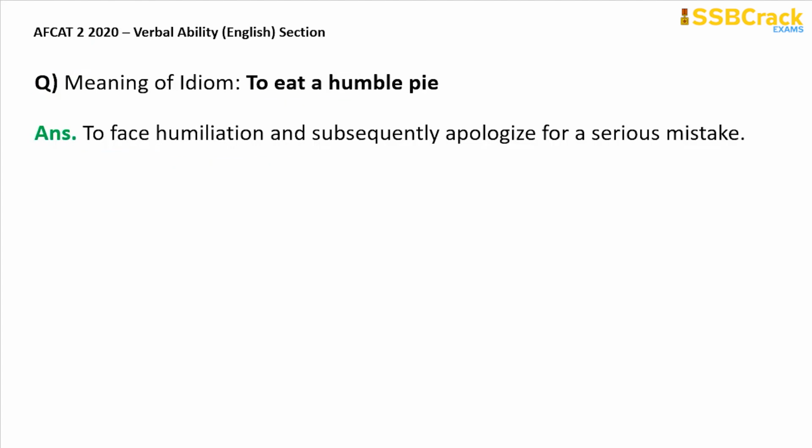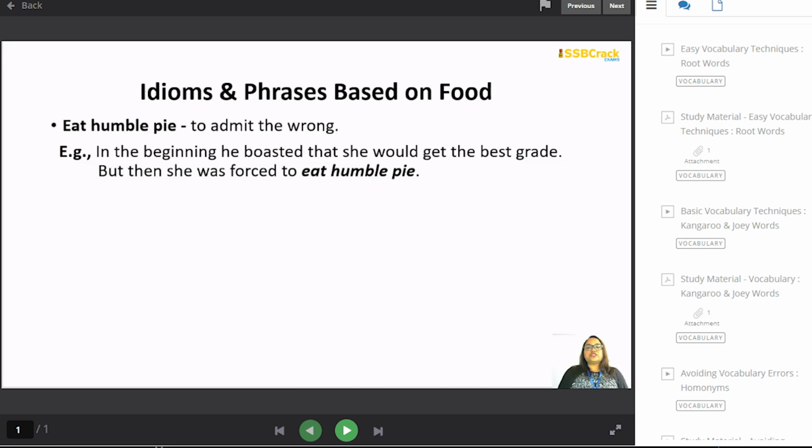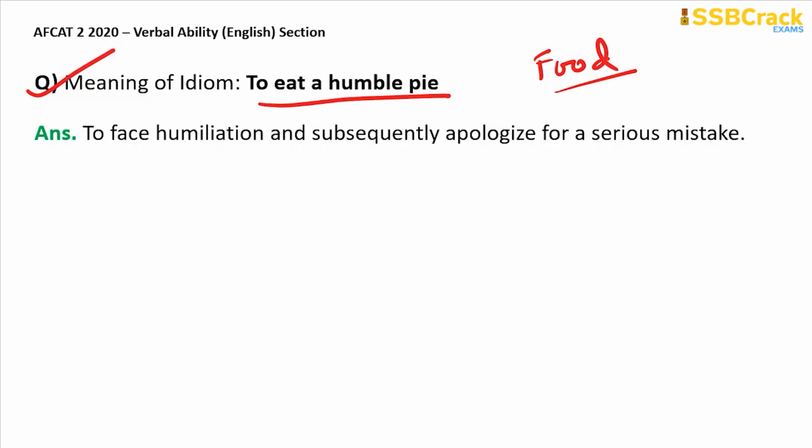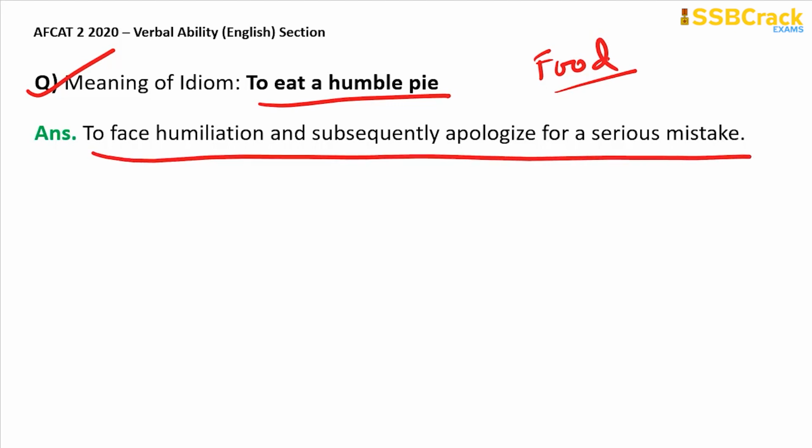The next question is meaning of the idiom to eat a humble pie. Again, students who have already gone through my lists of idioms and phrases in the Afcat English course have come across this, I'm sure of it. And this idiom was there in the idioms and phrases list under the category of food. To eat a humble pie means to face humiliation and subsequently apologize for a serious mistake. In other words, to eat a humble pie means to say sorry or to apologize for any kind of mistake, to accept one's mistake, right?